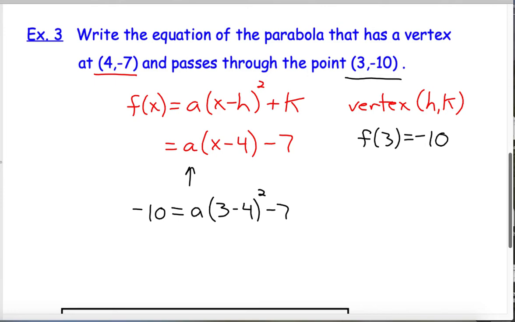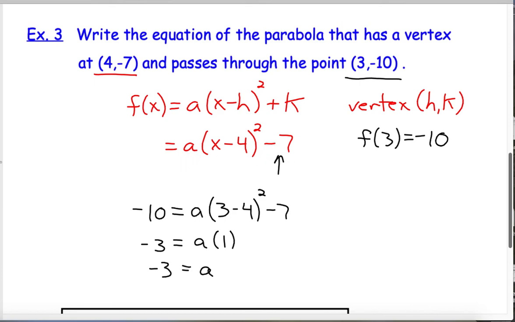Oops, I left the squared off of here. Why didn't anybody tell me? All right, now I should be able to solve for a. So if I add 7 to the other side, I get negative 3. And then 3 minus 4 is negative 1 squared is 1. So a is equal to negative 3. And that was what I'm looking for right here. And then I will be complete.